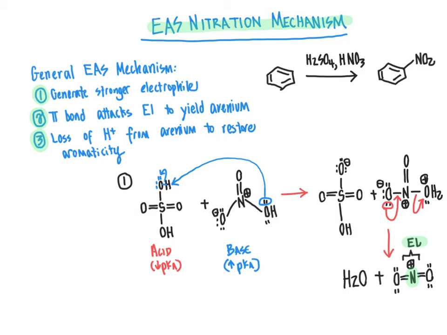And that was the purpose of step number 1 here, or part 1 of the reaction, is that we generated a stronger electrophile, specifically that NO2 plus electrophile. And that is going to help propel the rest of the reaction along, because we have a very reactive electrophile due to the fact that we have that positive charge on nitrogen. The nitrogen is very eager to have some electrons come in and attack it.